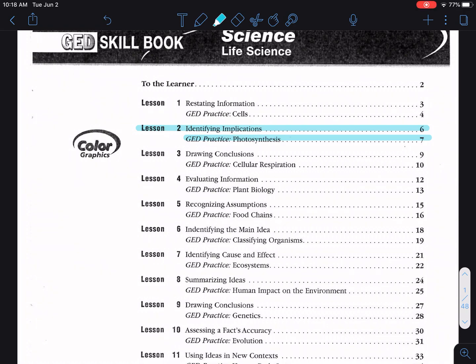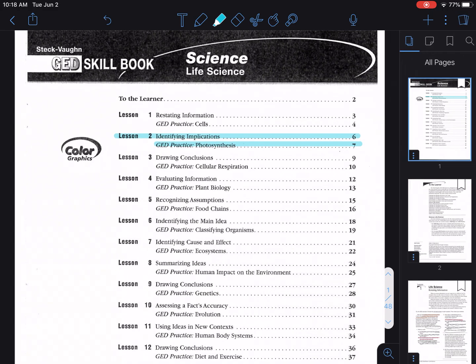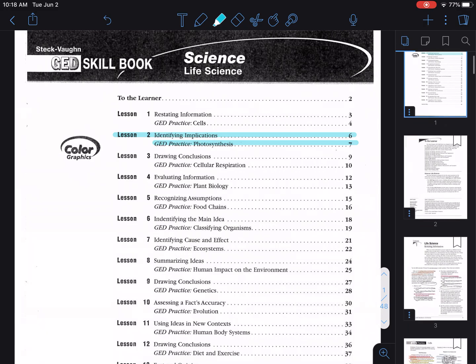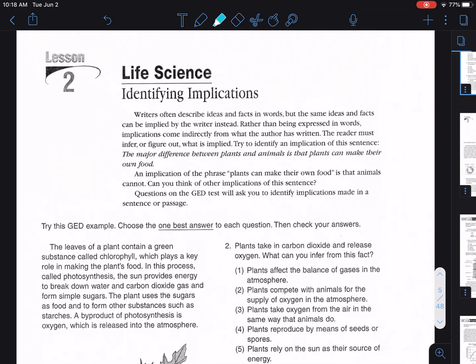Okay, so we're going to go to your life science book. Going to do a little science lesson. We're on lesson 2, identifying implications. Identifying implications. It's on page 6. So go ahead and go to page 6 of your book.